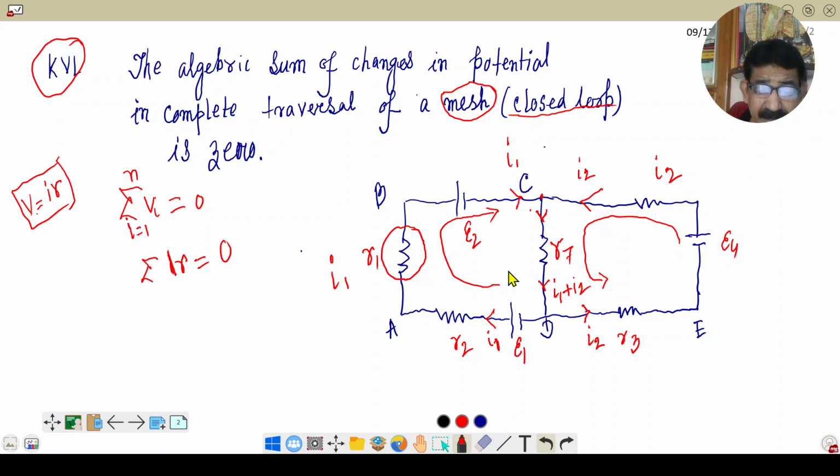You have to determine the current direction at first. You may take any direction of current. I have taken this clockwise, and this anti-clockwise. You can take this clockwise and this also clockwise. You can take this anti-clockwise and this clockwise. You have every right to choose the direction of current, anti-clockwise or clockwise.